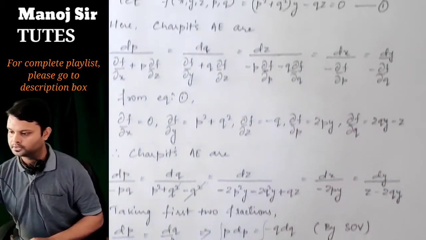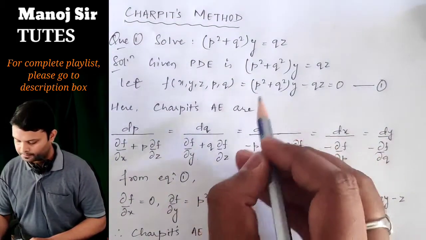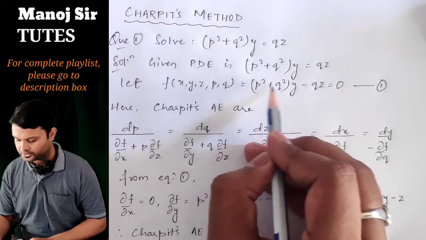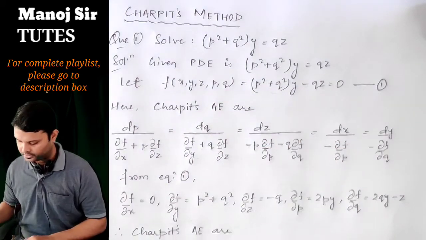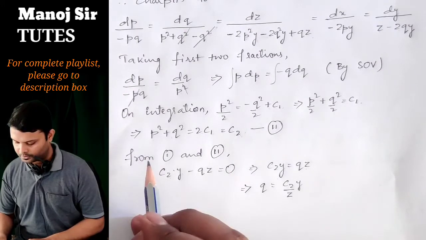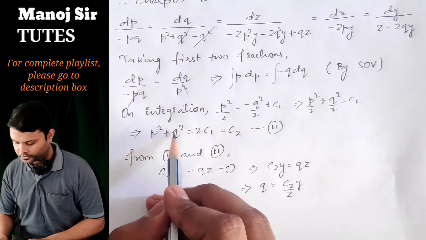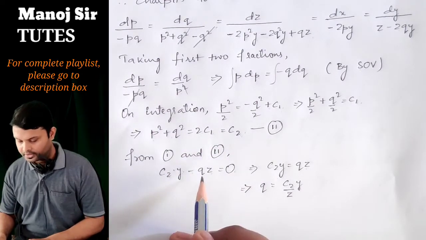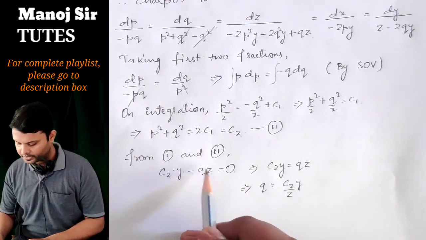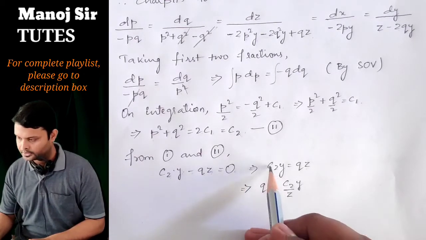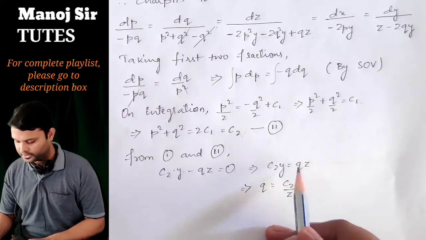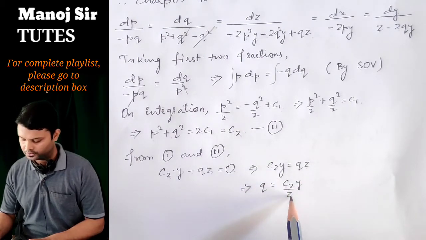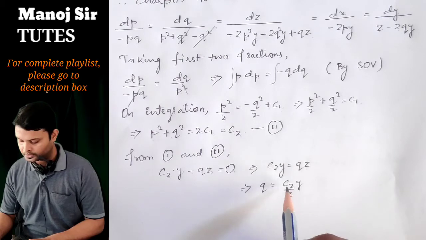But from equation 1 we have this. Okay, that is p square plus q square into y equals to qz, that is minus qz equals to 0. So in place of p square plus q square, we can write c2. Okay, so from equation 1 and 2, we can say p square plus q square equals to c2. So c2 into y, okay, c2 into y minus qz equals to 0. Now here we can get the value of q. If you take this qz to the right hand side, this will become c2 into y equals to qz. Now get the value of q, that is c2 into y upon z. Okay, now we have the value of q, that is c2 into y upon z.